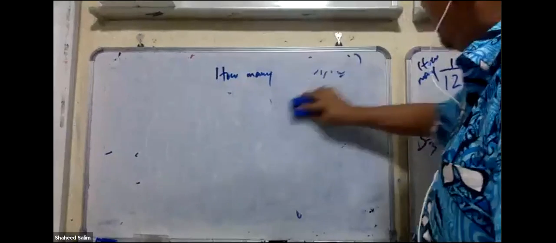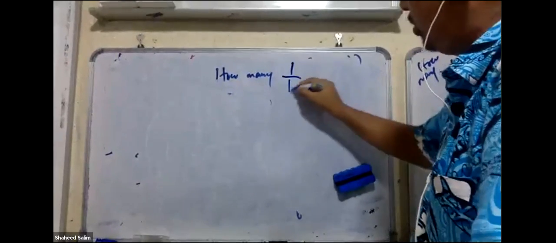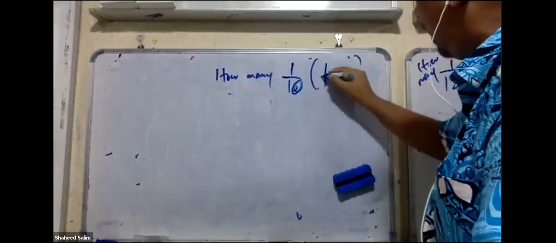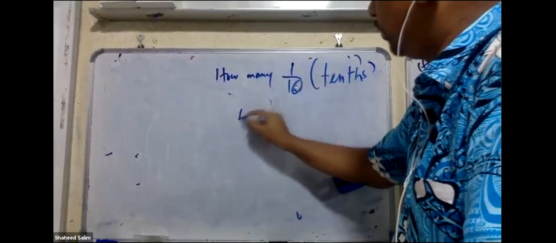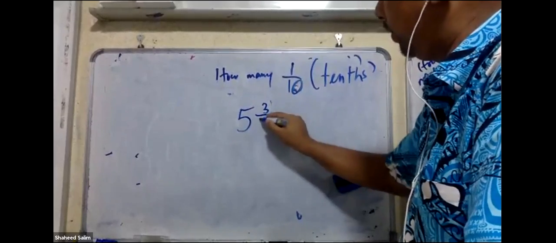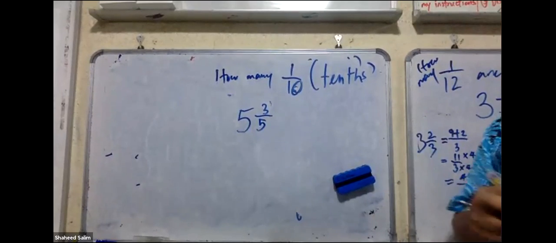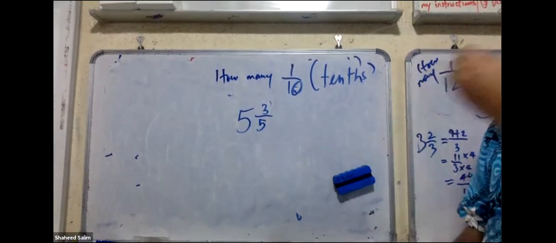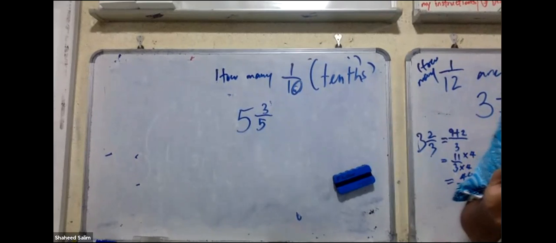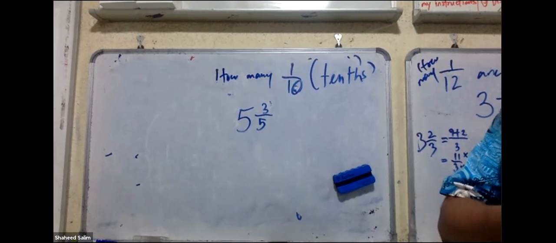So how many tenths? 10, this is tenths. Are there in 5 whole and 3/5? 56, says Shafika. The answer is 56.